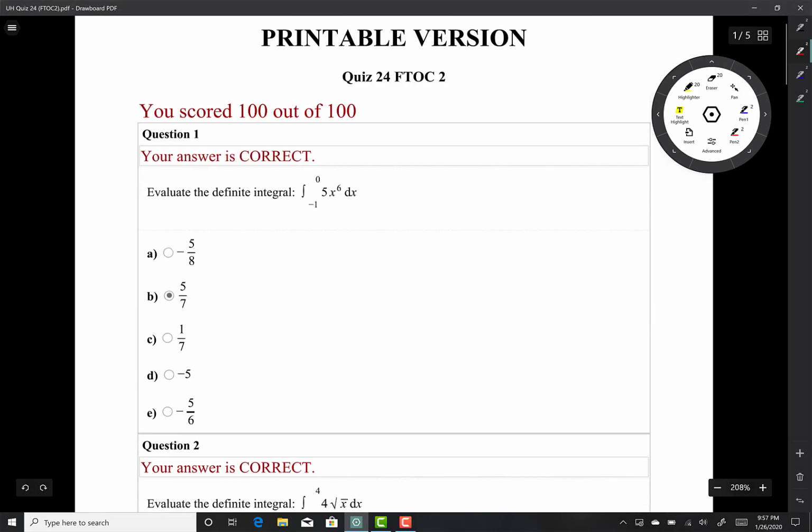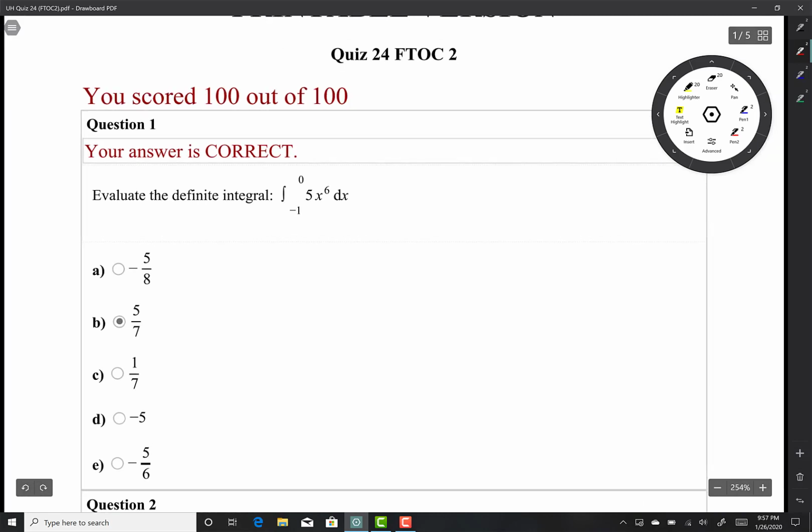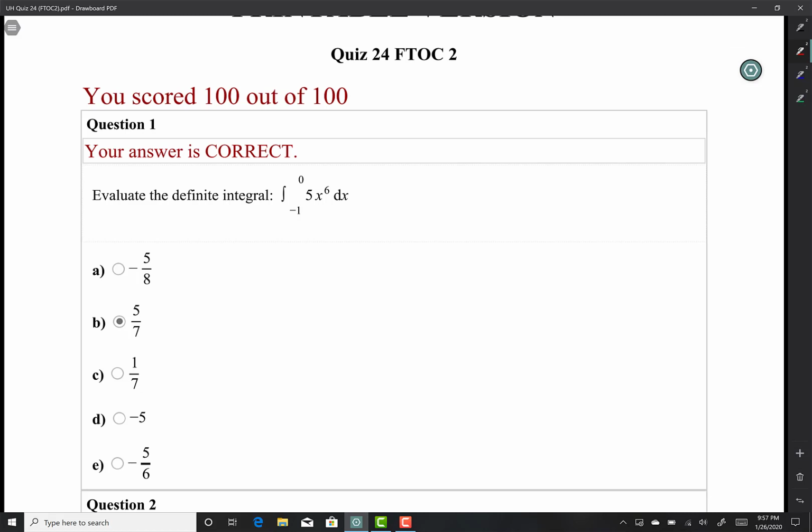This time we're doing FTOC number 2, and it's pretty easy. I think it's easier. I think both of them are pretty straightforward, and I think you guys already have a lot of experience with this, so I think you guys will be all right. All right, let's get started.